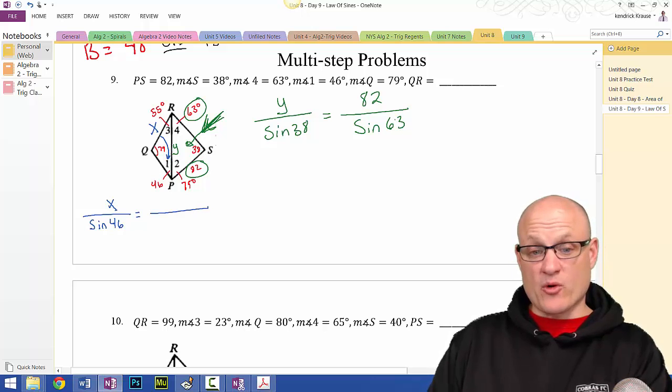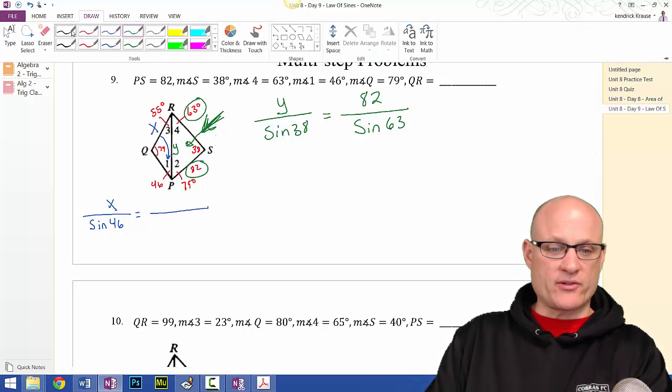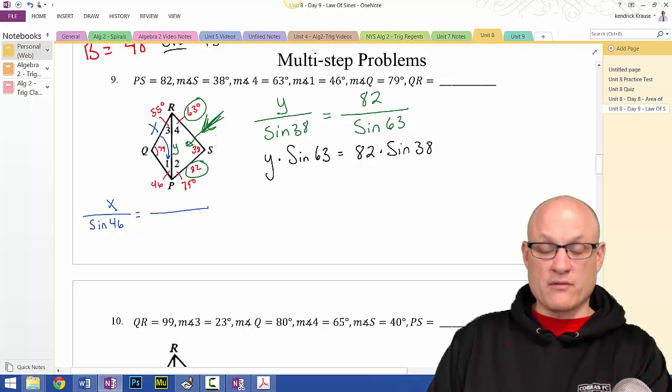We've done this before. That's just the law of sines. We're just going to cross multiply. We've already done it like 6 times. So y times the sine of 63 is equal to 82 times the sine of 38. I'm going to solve for y, divide by the sine of 63.